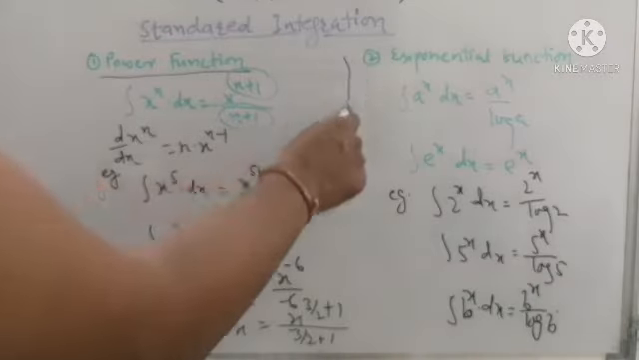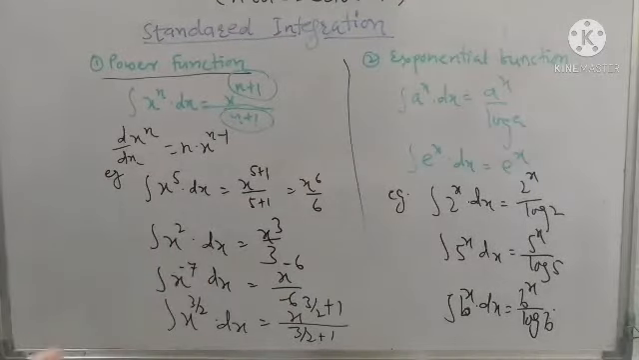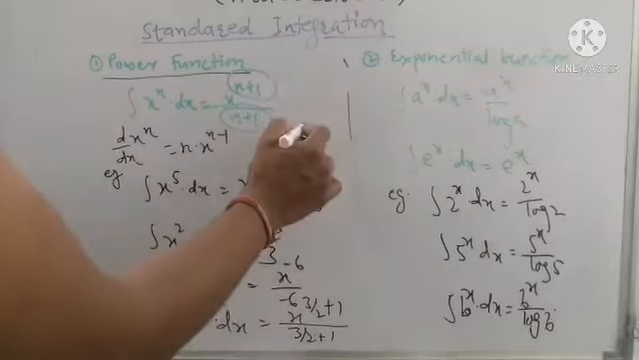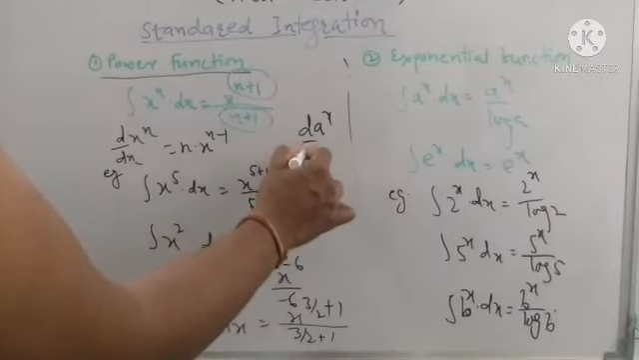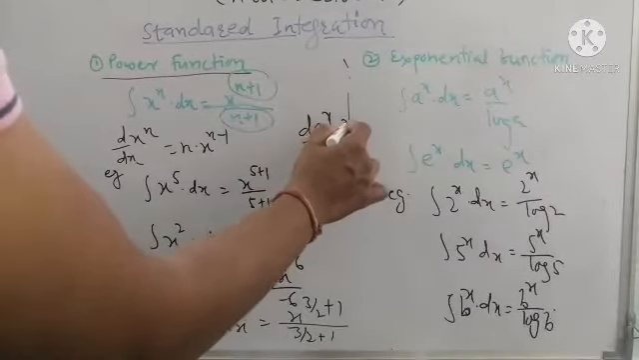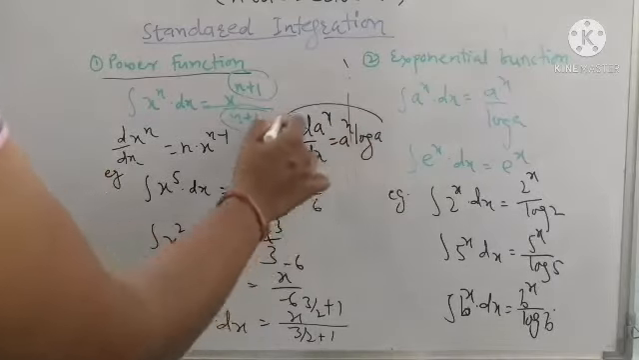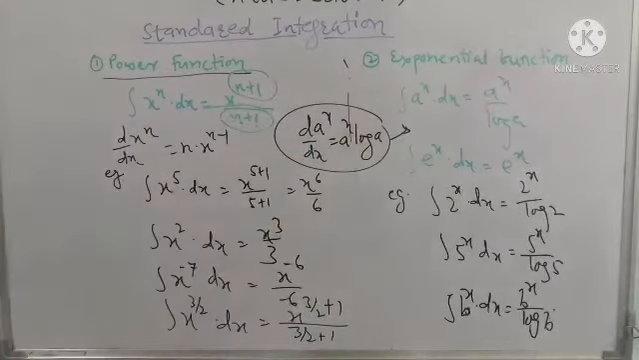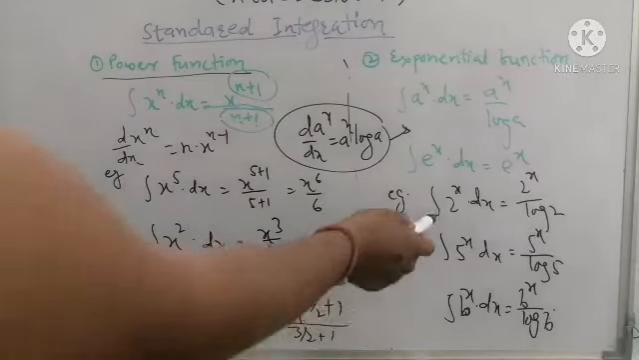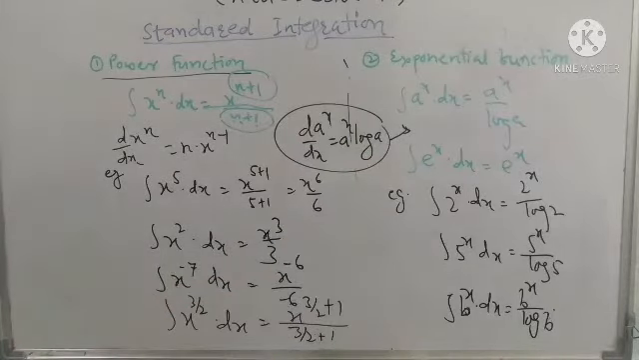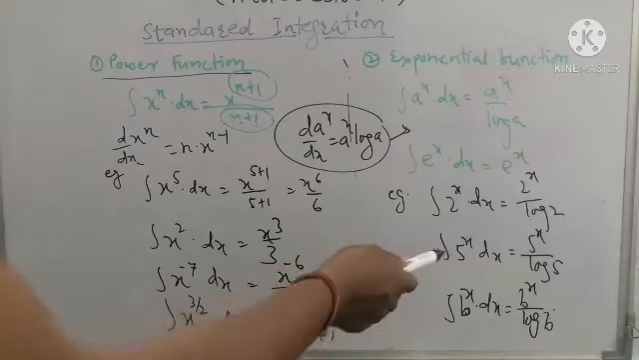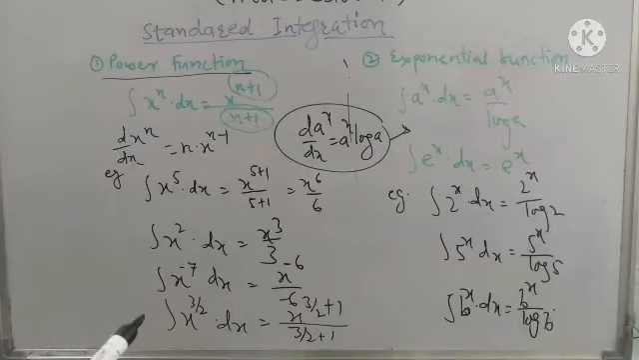Second function is the exponential function. As we know, derivative of a raised to x with respect to x was a raised to x into log of a. Observe here, in integration of a raised to x, log of a is put into the denominator. So integration of 2 raised to x is 2 raised to x divided by log of 2. Integration of 5 raised to x is 5 raised to x divided by log of 5. Integration of b raised to x is b raised to x divided by log of b.